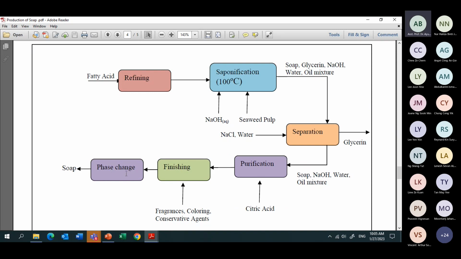Phase change over here is from what phase to what phase? From liquid to solid phase. Okay, liquid to solid. Other than this, do you need to reduce or increase temperature or pressure along the way? Reduce the temperature. Which part? At the finishing. Okay.